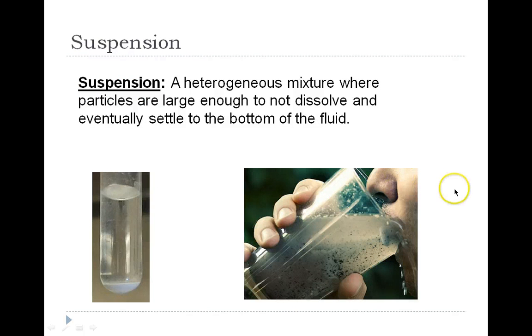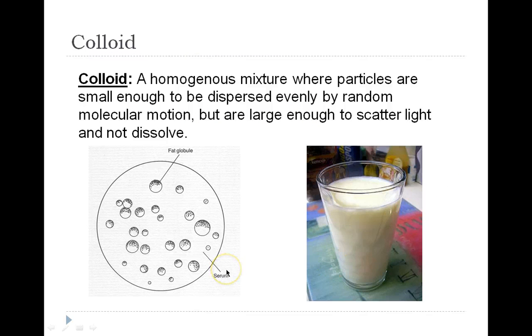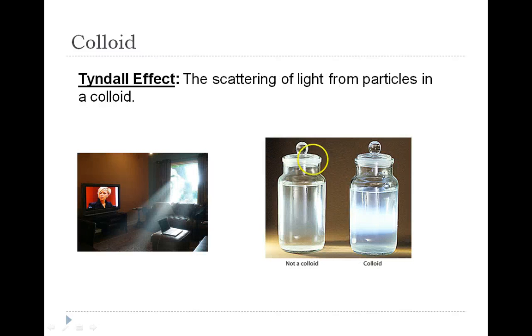All right, so suspensions we consider are heterogeneous mixtures where the particles are large enough to not dissolve and eventually settle to the bottom of the fluid due to gravity. A colloid is a homogeneous mixture where particles are small enough to be dispersed evenly by random molecular motion, but are large enough to scatter light. A good example of this is the fat in milk, and that causes milk to be a colloid because it scatters the light, but it's distributed homogeneously, even though they don't necessarily dissolve.